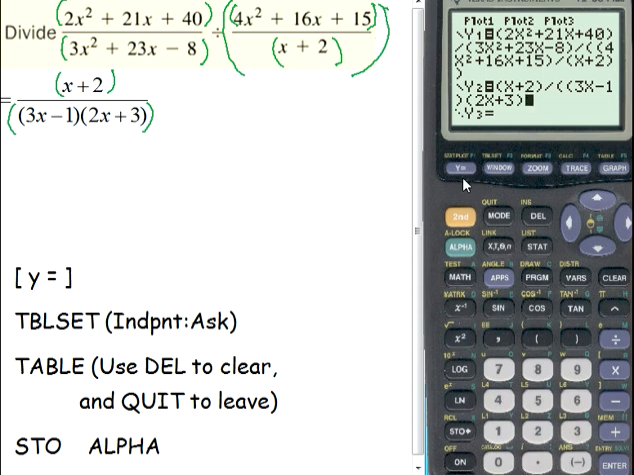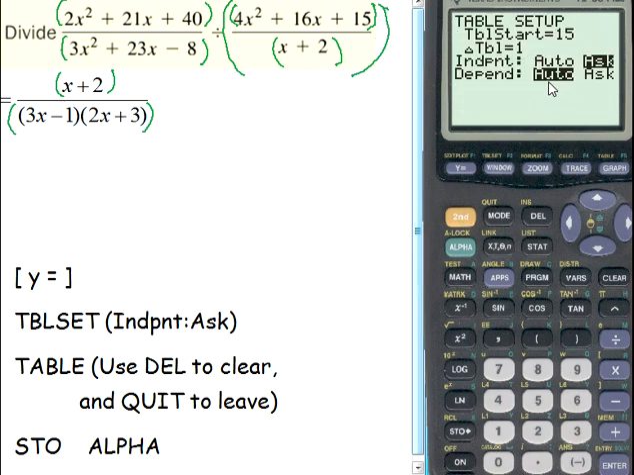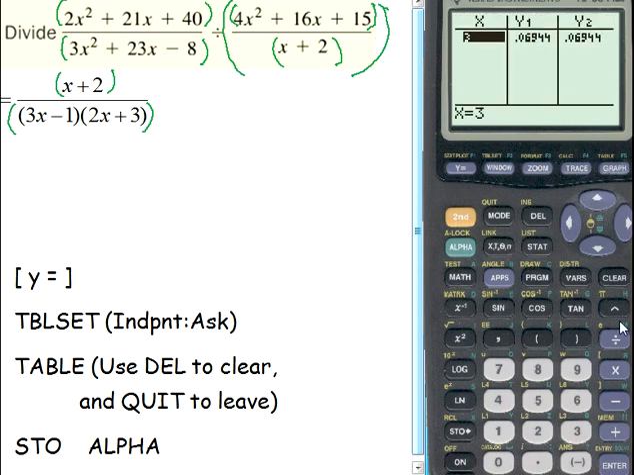All right, and then we're ready to use the table feature to check this problem. The first thing we always do when we're checking is to go to table set, and you want to make sure that independent is on ask. If it happens to be on auto, you can move down here and move it to ask with your arrow, and then hit enter. Mine was already on ask. And now go to table, which is above the graph key. And if anything's in there, you can hit delete.